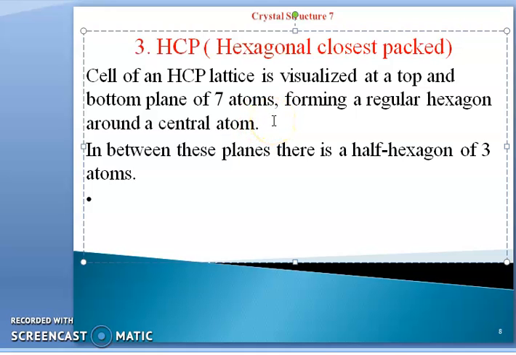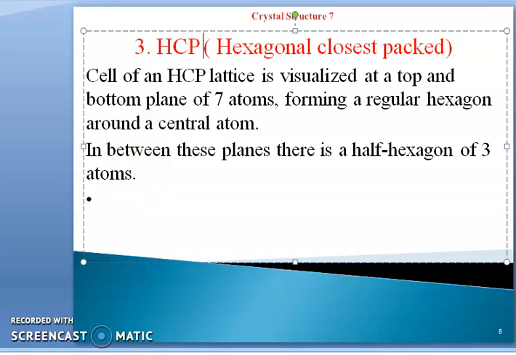Hexagon, you know, there are 6 sides. It is a closed figure having 6 edges, and each edge is of equal length. You know, hexagon. So the top surface and bottom plane become what? A regular hexagon. 7 atoms are there, forming a regular hexagon around a central atom. In between these planes, there is a half hexagon of 3 atoms.